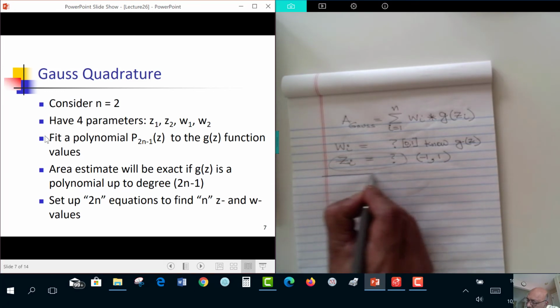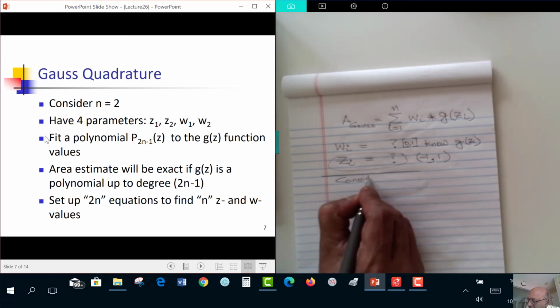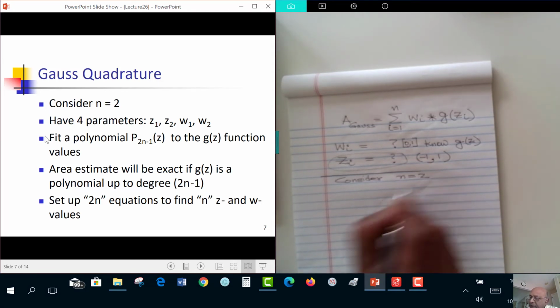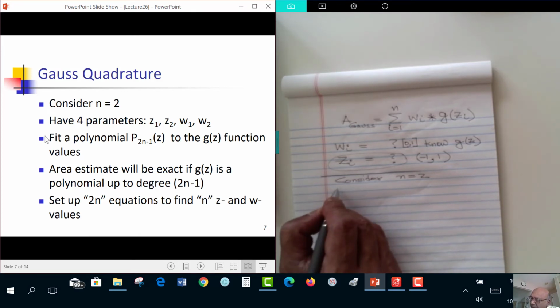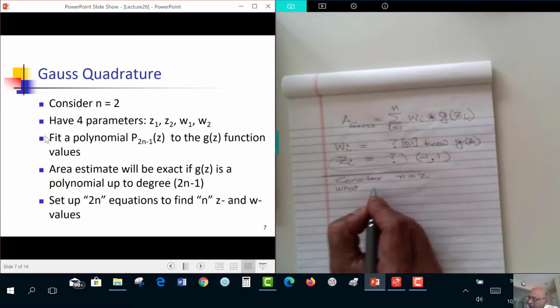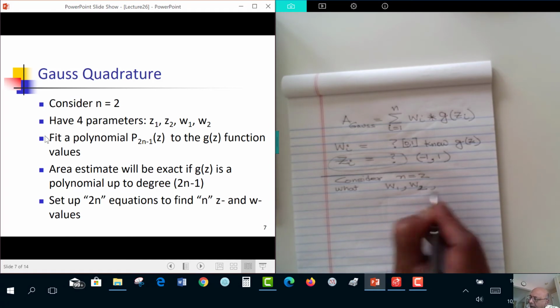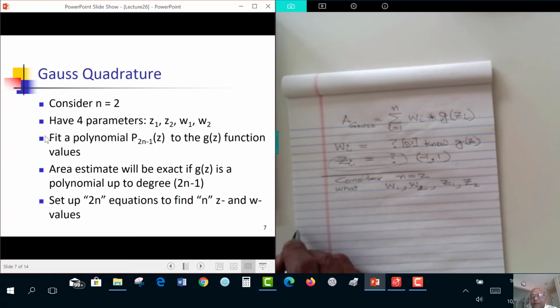So let's consider the simplest case. Actually, n equal to 1 is simpler, and you will have a quiz question on that. But let's consider n equal to 2. We have 2 points. So now we want to find the values of, we have 2 weights, W1, W2, and we have 2 nodes, Z1 and Z2. So we have 4 parameters.